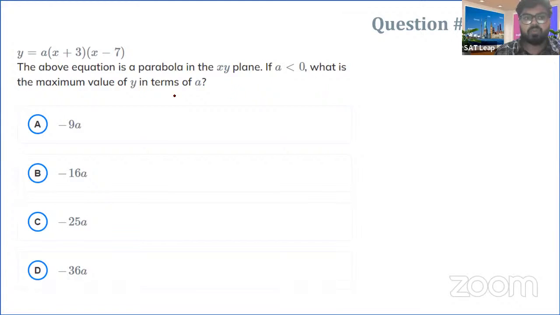If a is less than 0, what is the maximum value of y in terms of a? I just got one student here, Samita, and she is saying that she is interested in SAT. So Samita, do you have any idea how you will do this question? This is a SAT question, let me tell you. I've taken it from one of the official SAT exams. The above equation is a parabola, and if a is less than 0, what is the maximum value of y in terms of a?